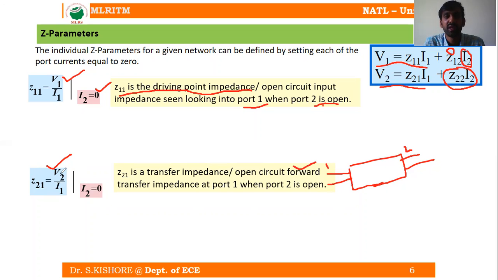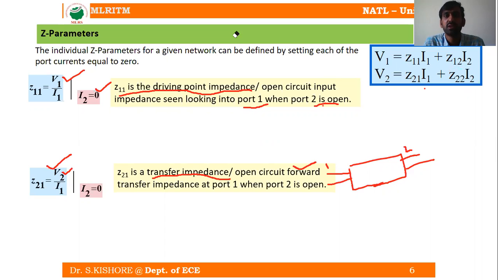Why is it transfer impedance? Because it is V2 by I1, the output voltage to the input current. That is the reason it is known as the transfer impedance. Right? So where I2 is equal to 0, we came across this one. Now let us consider I1 is equal to 0. If I1 is equal to 0, what are we going to come across?